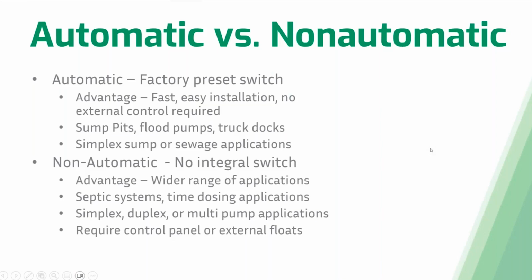Let's talk about automatic versus non-automatic pumps. An automatic pump is like what you see on the screen here. It comes with a factory preset switch. It's that little buoy on the side of that pump right there. The main advantage of this pump is that they are very fast and easy to install. There's no external control that is required to operate the pump. You simply drop it in, plug it in, and your pump is ready to go. This is great for small, simplex sump and sewage applications like sump pits, flood pumps, and truck docks.